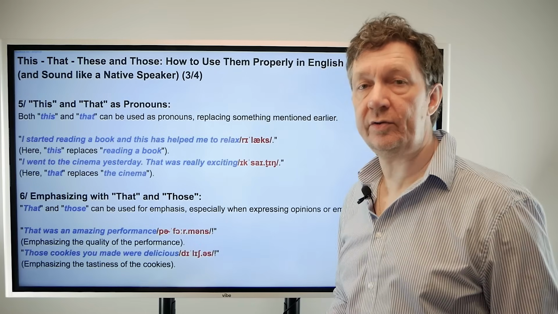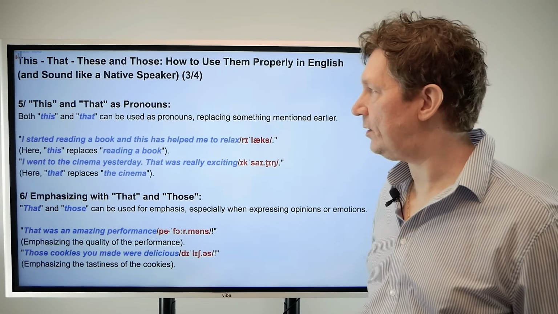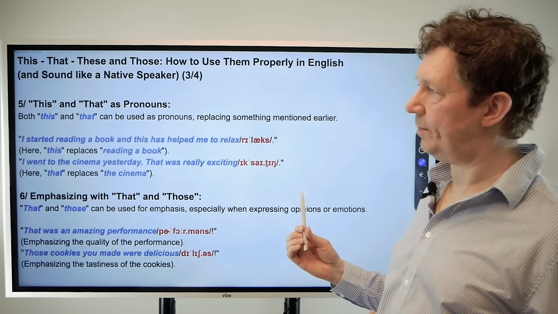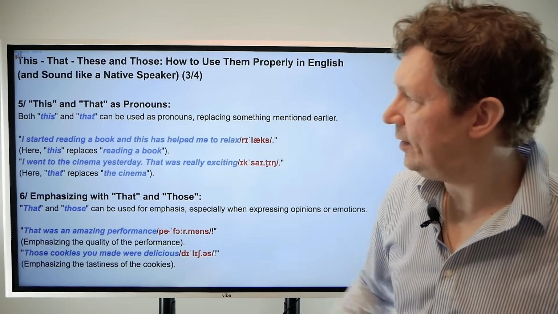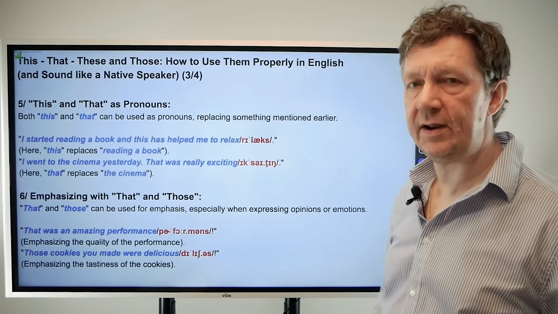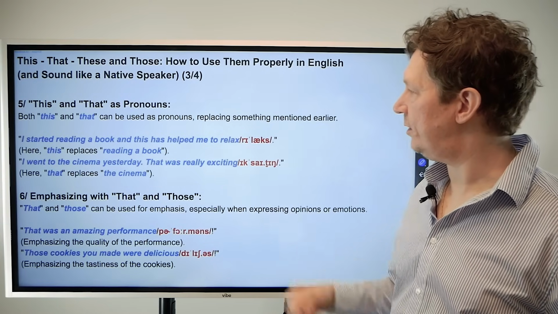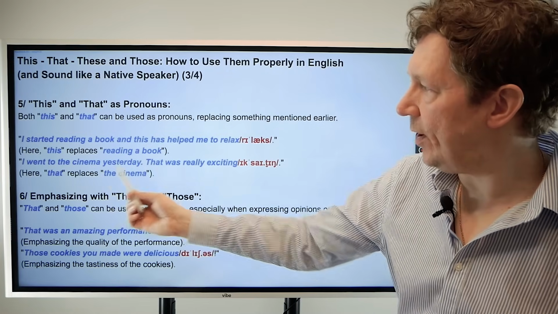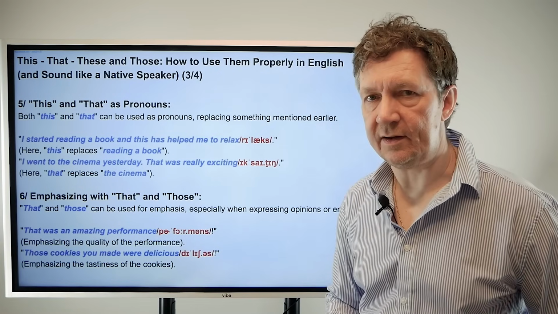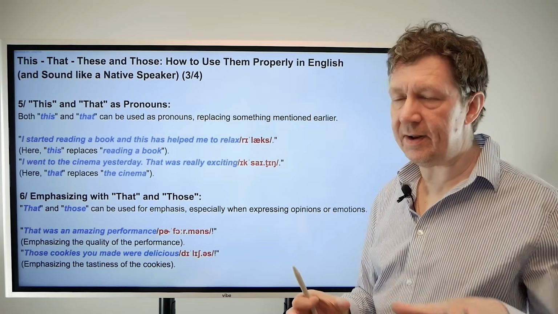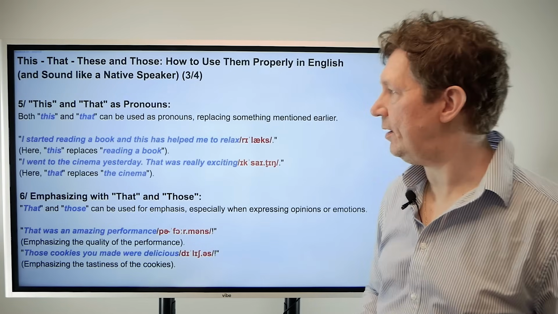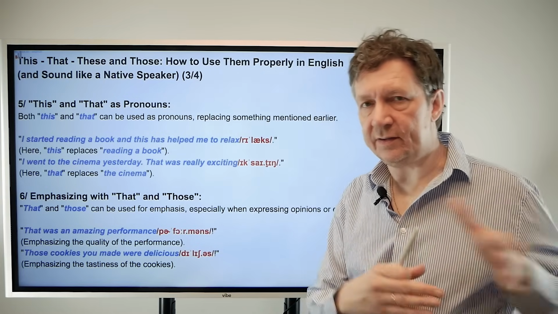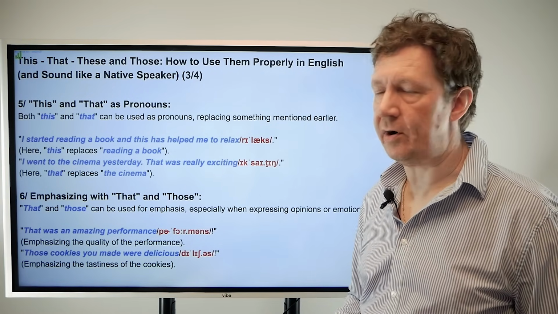So this and that can also be used as pronouns. So these are words that replace other parts of the sentence. So as you can see, we've got a couple of examples here. I started reading a book, and this has really helped me to relax. Just have a look at the word relax and how we say it, relax. I went to the cinema yesterday. That was really exciting. Okay, so this and that there replaces these previous things, so the cinema and the book. And this really gives us a sense of being able to refer to something else. And it's how we use it as a pronoun.